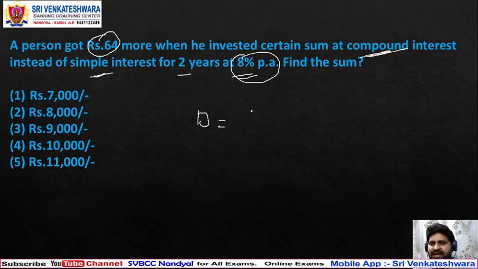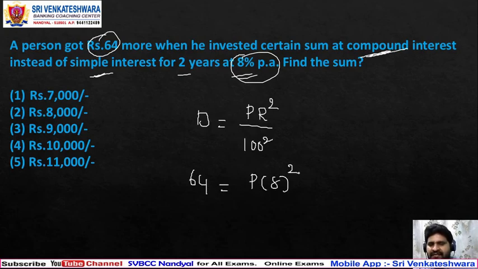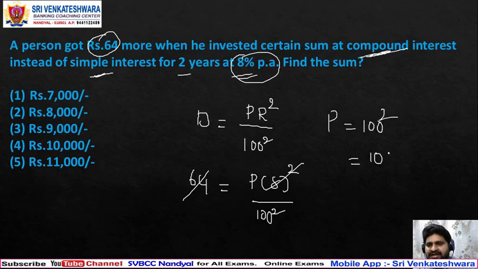For the difference, the formula is D equals PR square by 100 square, where D is the difference amount, P is the principal amount, and R is the rate of interest. Here the difference is 64, R is 8%, and they're asking for P. Substituting, D is 64, R is 8 by 100 square, and 8 square is 64. Cancelling on both sides, P is 100 square, which is 10,000.